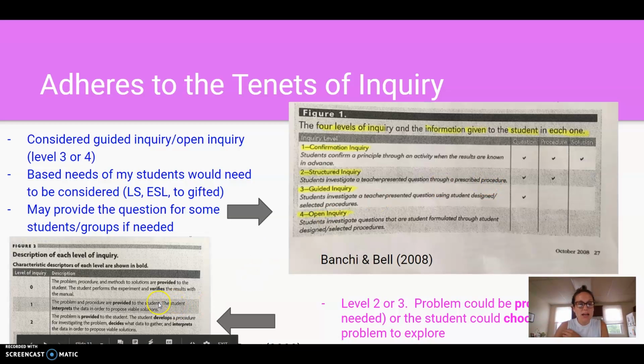And then down here, this was the one by Fay and Bretz. I said that it would probably be a level 2 or a level 3 because I could provide the question or problem to the students, but I think a lot of students would be able to choose.